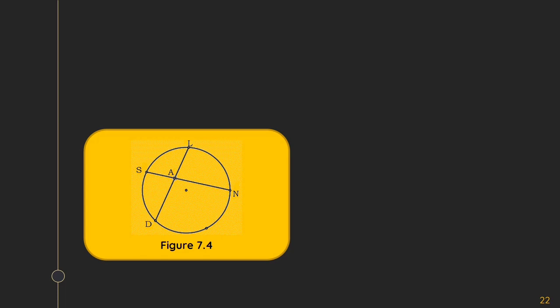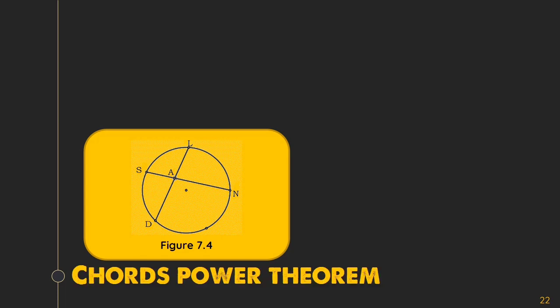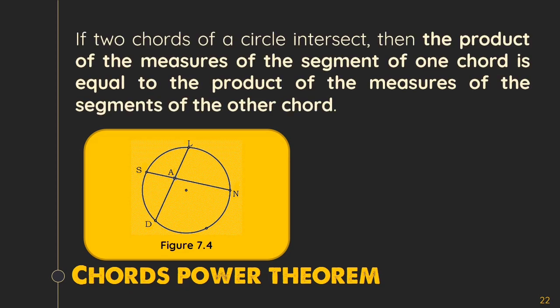For the last but definitely not the least, we have the chords power theorem. If two chords of a circle intersect, then the product of the measures of the segments of one chord is equal to the product of the measures of the segments of the other chord.